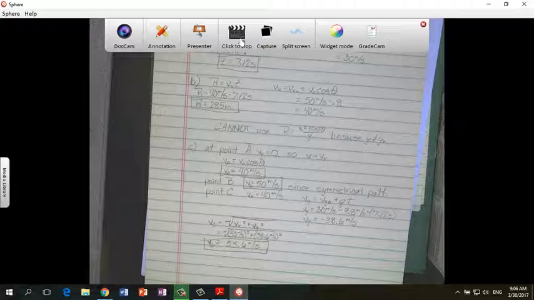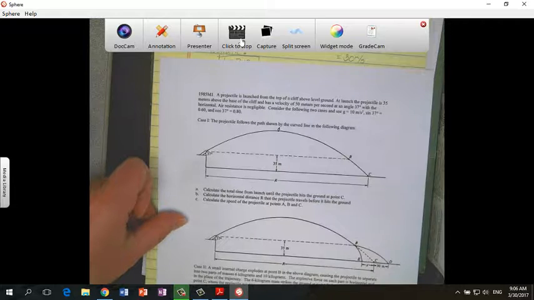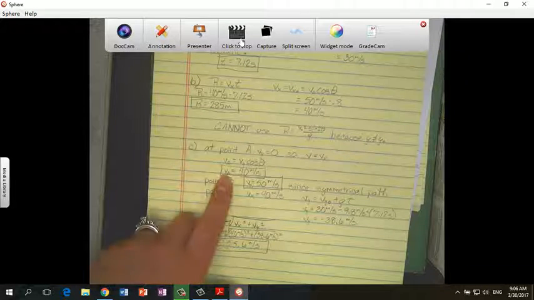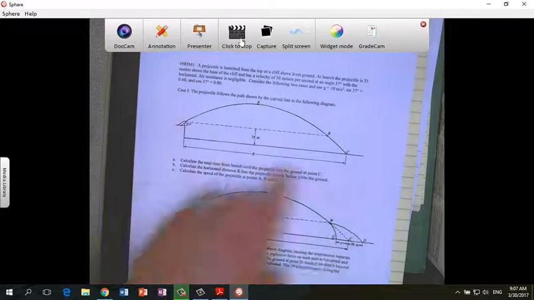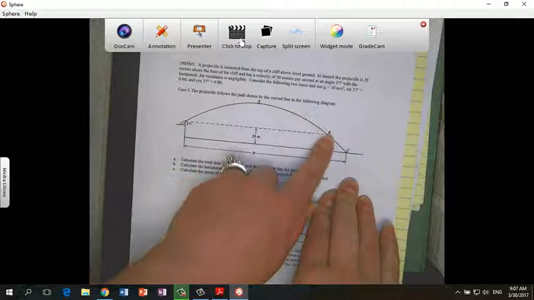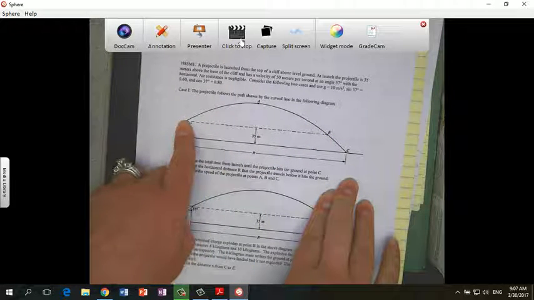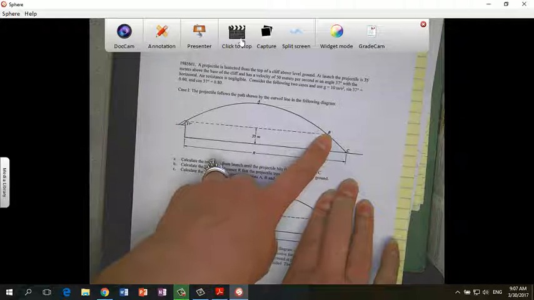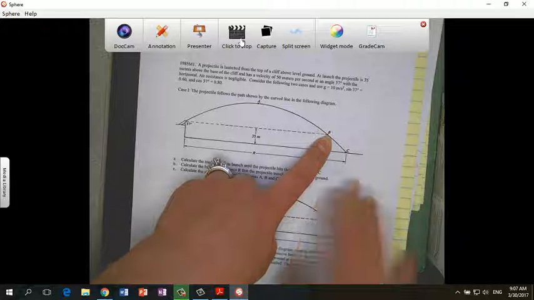Then for part C, you're asked to find the velocities at points A, B, and C. So let me show you that diagram again. At point A, you have no y velocity, but the projectile is still moving in the horizontal direction. So your only velocity is the x component of the velocity, which you see I give right there. Then for point B, because this is symmetrical, you're going to have the exact same speed that it left the cannon with. The velocity is going to be in a different direction, but the speed is still going to be the same.